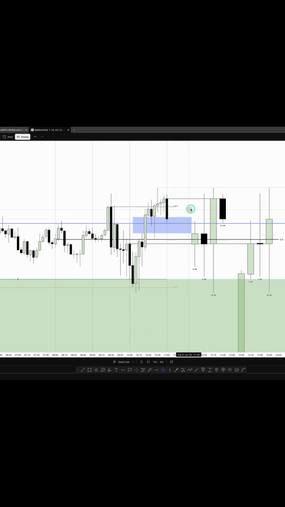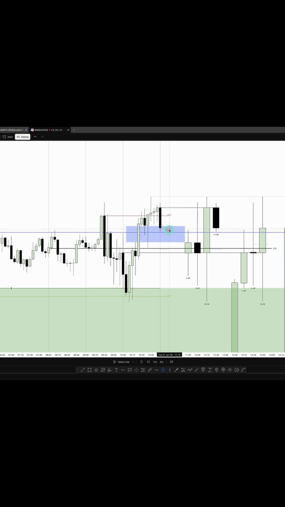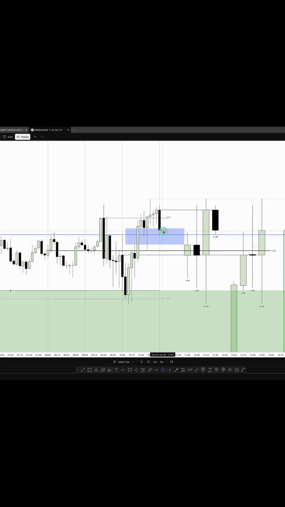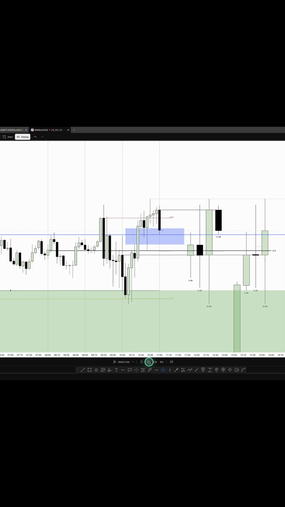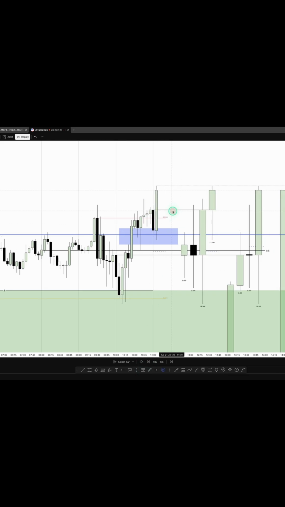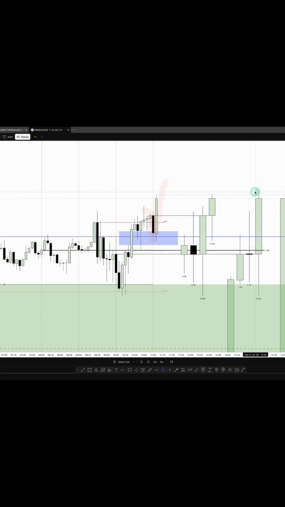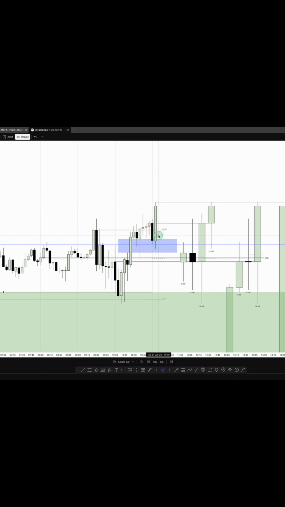11 came into this 5 minute fair value gap, the POI. And then let's see the reaction from here. So expansion to the downside and then expansion met with expansion to the upside, that signifies a retracement. Okay. So now you could enter here, but I wouldn't do that.